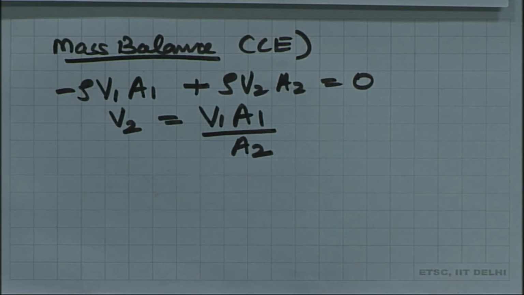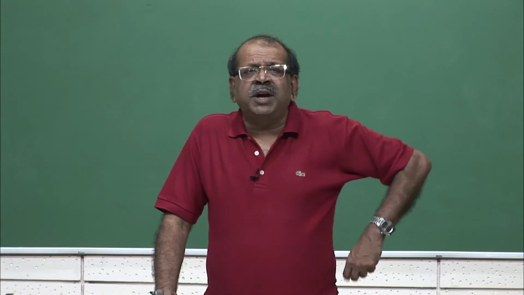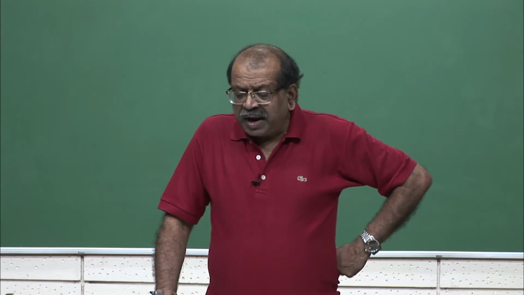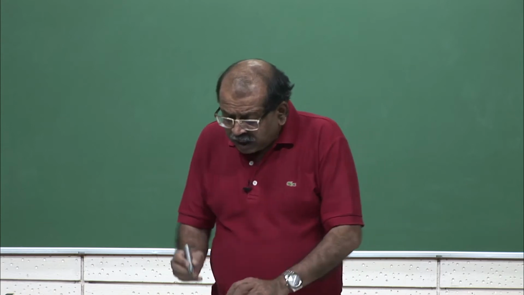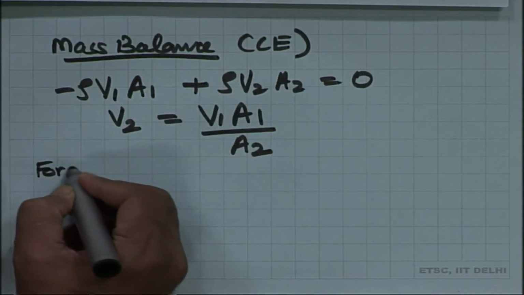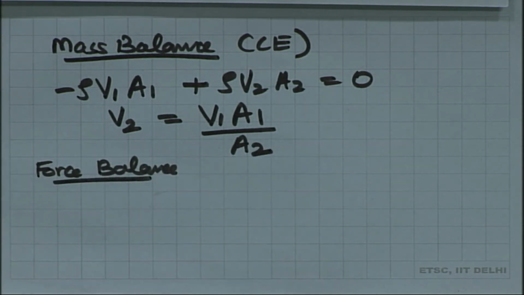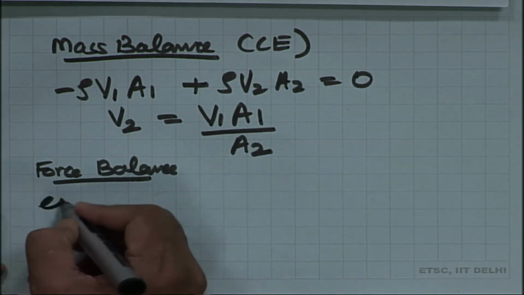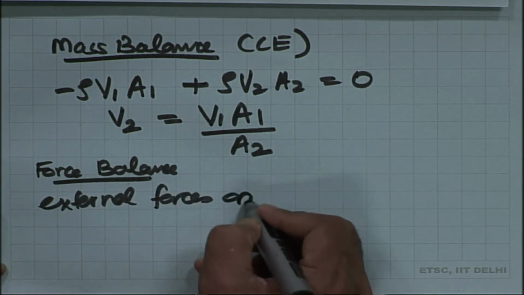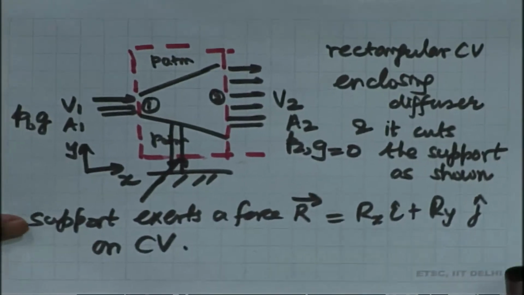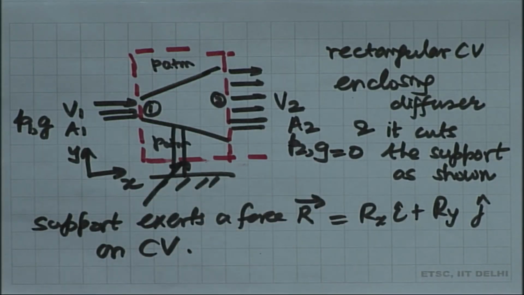It is the most basic equation with the least assumptions. So, it has to be satisfied, otherwise you could end up making mistakes. Now, secondly, to apply the force balance, let us see which are the external forces on the control volume. So, this was my control volume, which are the external forces which are acting.